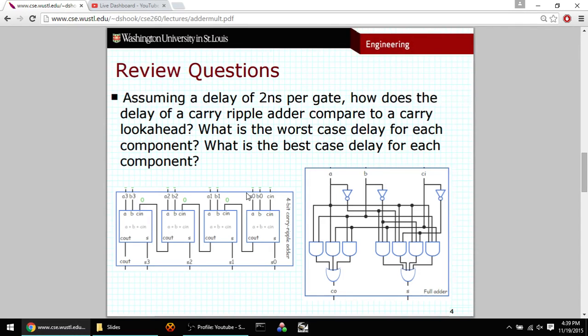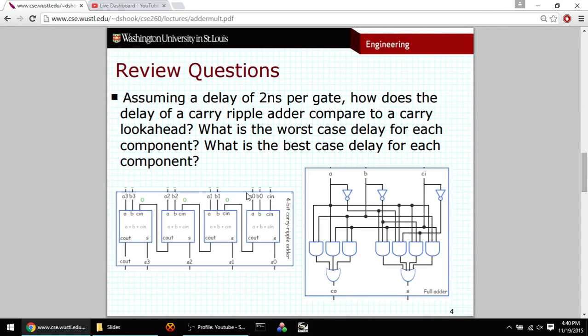So it's all based on these carry bits. So carry bit has to go through, let's see, 2 gates for each of these, right, to generate the next carry bit. So it's going to be 4, 8, 12. And then for the last one, we have to take into account 3 gates because the sum path is actually longer than the carry out path. So that's 6, that would be 18, am I right? 18 nanoseconds for worst case with the carry ripple, right?